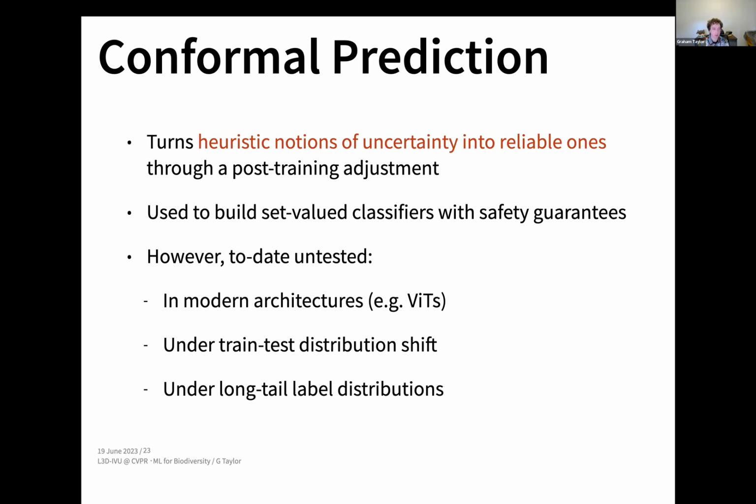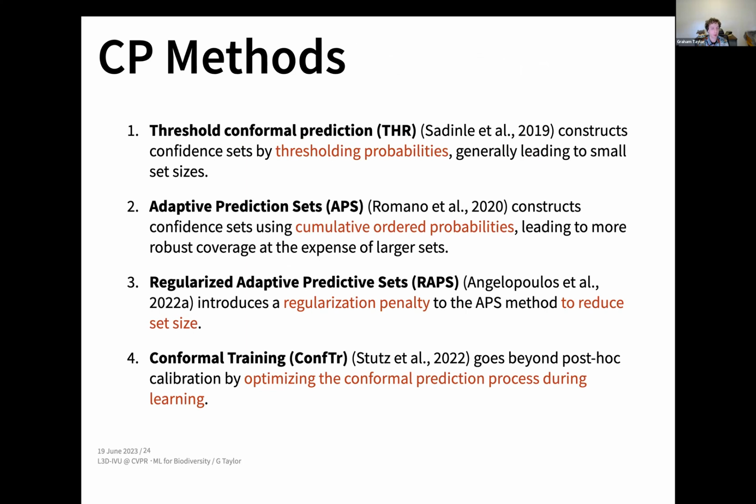And it's taken them some time to gain traction in the machine learning and vision community, but they are picking up, though they remain largely untested in modern architectures and in settings like train test distribution shift and long tail label distributions that we tend to find in biodiversity and the sorts of things that people at this workshop are interested in. So we've investigated in my group evaluating these conformal prediction methods in these settings, and we've considered a number of recently proposed techniques.